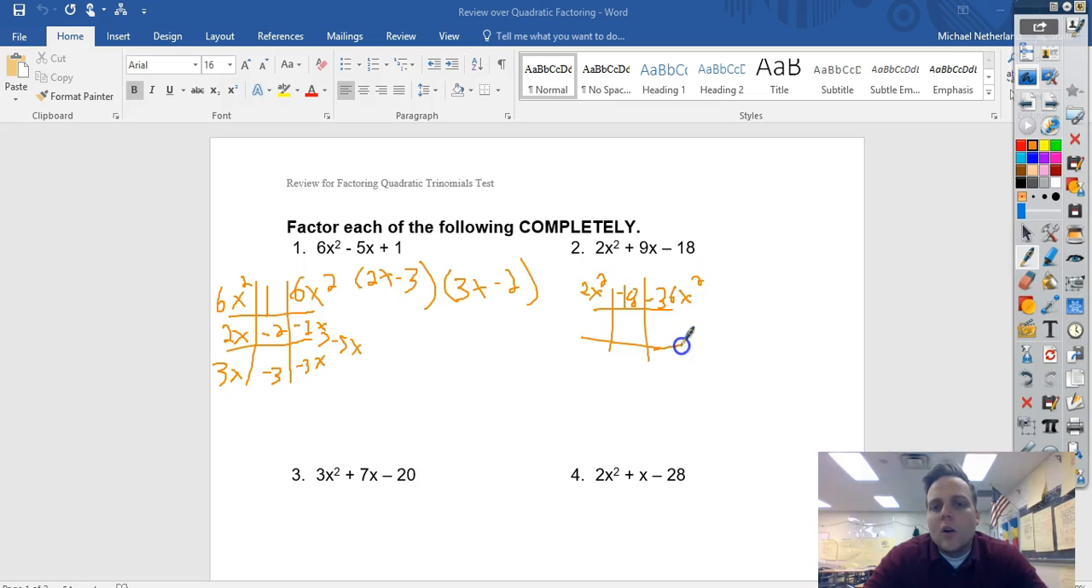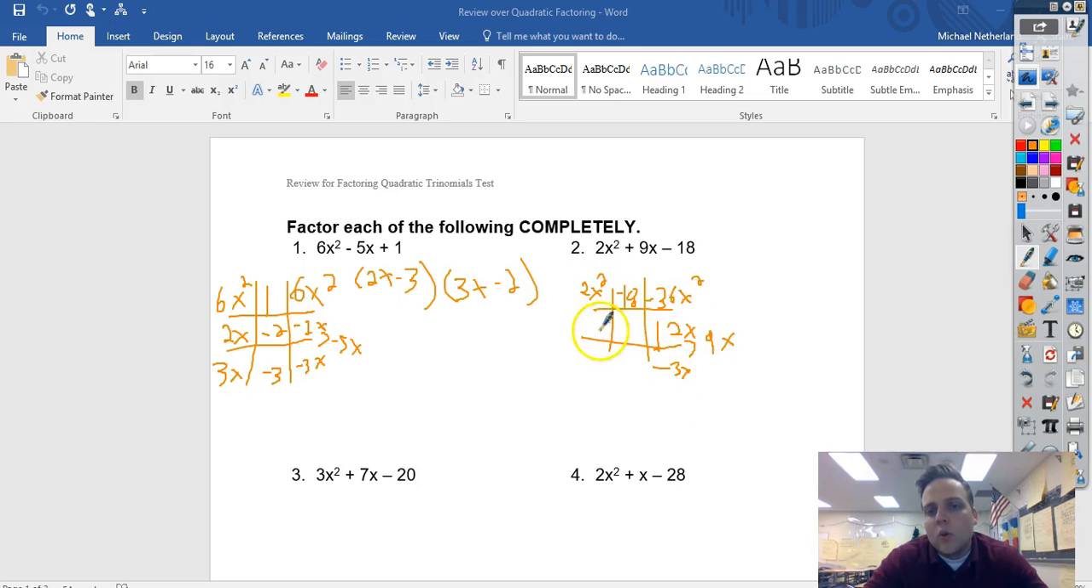Now I got to think about what are two numbers that add to 9x but multiply to negative 36x squared. What are numbers that multiply to 36? Well, there's 1 and 36, no way I can make those add to 9. There's 2 and 18, no way I can make those add to 9. There's 3 and 12. Is there a way to make 3 and 12 multiply to negative 36 but add to a positive 9? Yes, what if you had a positive 12x and a negative 3x? Negative times positive is negative. 3 times 12 is 36. X times x is x squared. 12 plus negative 3 is 9, and the x tags along.